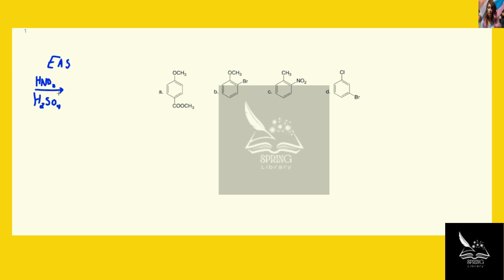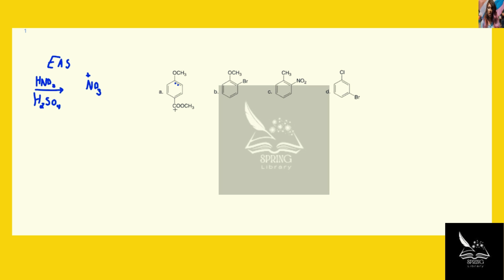reaction in which our nitric acid is going to become our electrophile in the form of NO3 plus, and then our nucleophile is going to be the pi bonds in our benzene ring. But now we have multiple substituents on each of these benzene rings. So we have di-substituted benzene rings in A to D. So we're going to need to ask ourselves, are these groups ortho, meta, or para directing?